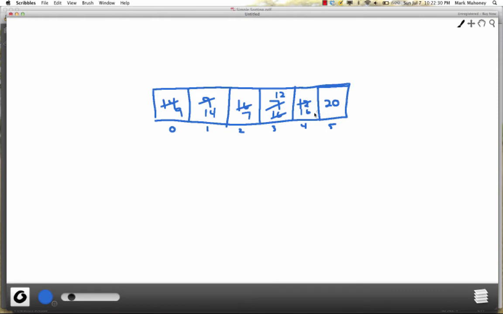Is 16 greater than 20? No, so we won't do anything, and we've gotten to the end. So now the next largest number, 16, is in its final sorted position as well.